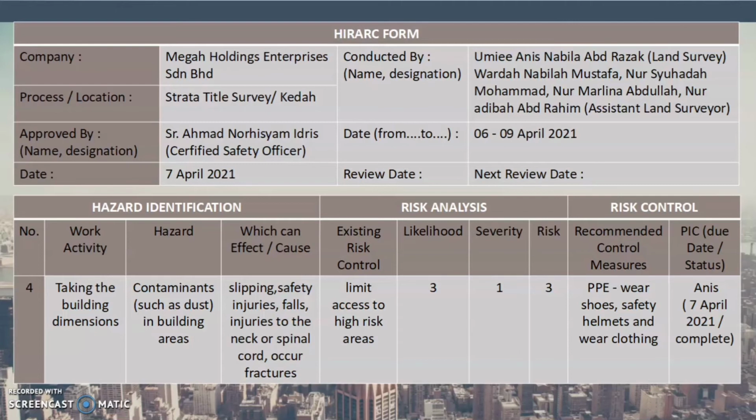Finally, for the recommended control measures, there are some suggestions that can be used in this activity to reduce the hazard to yourself by wearing PPE. PPE is short for personal protective equipment. Among them is to wear appropriate shoes, safety helmets, and also appropriate clothing while in an area under construction.